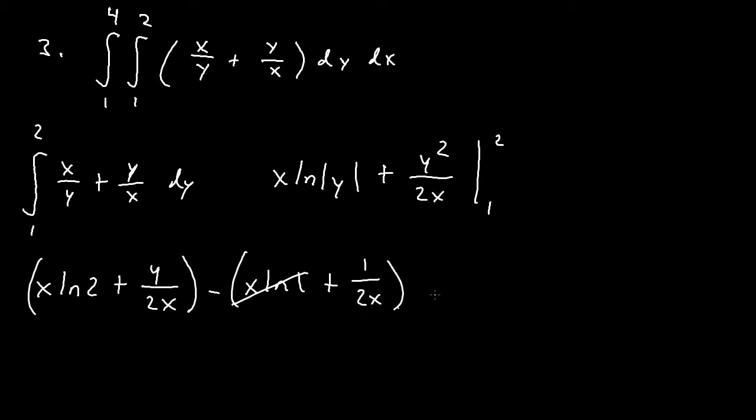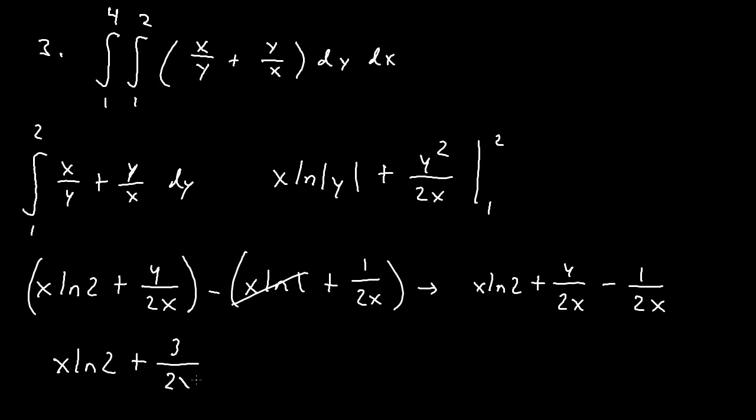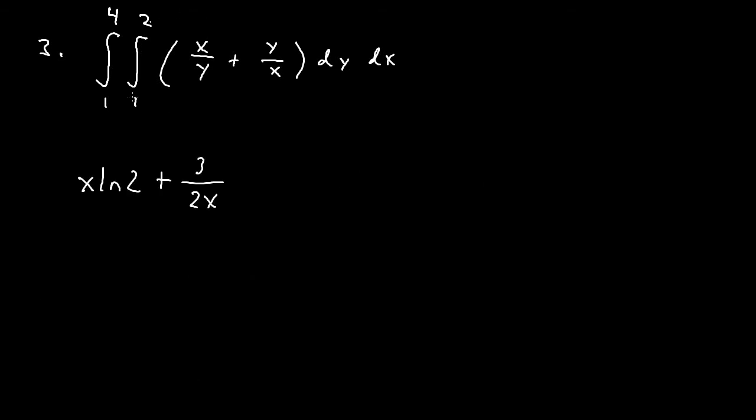So if I rewrite it, we'll get x times the natural log of 2 plus 4 over 2x. And then we have a negative here, so minus 1 over 2x. And if I rewrite that one more time and simplify, we get x times the natural log of 2 plus 4 minus 1 is 3 over 2x. So now that we have solved the inner integral, we can go ahead and put it inside the outer integral. So now the integral from 1 to 4 of x times the natural log of 2 plus 3 over 2x dx. So now we're going to integrate with respect to x.